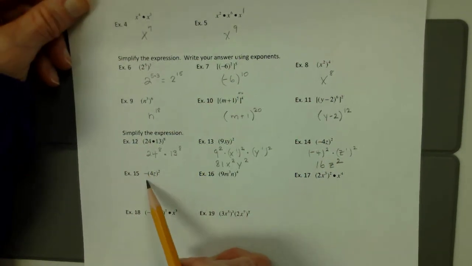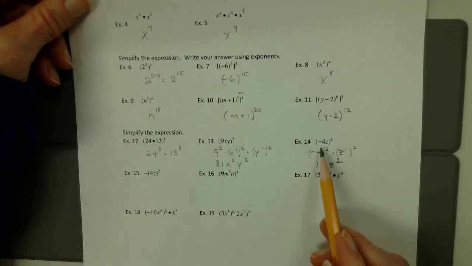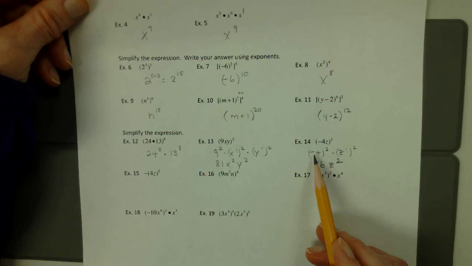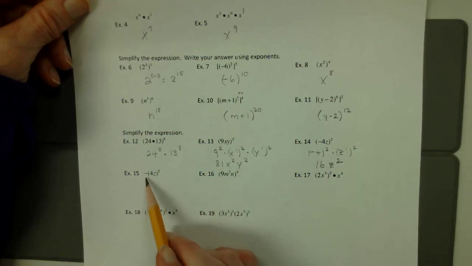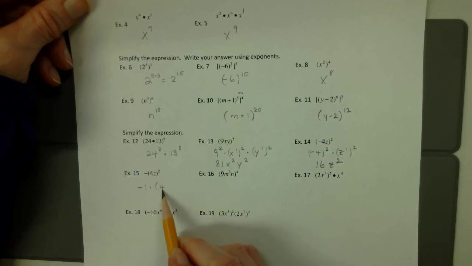Okay, a little different here on example 15. You notice that the negative here was inside the parentheses. So when I squared the 4, I squared the negative with it. This is different where the negative is outside the parentheses. So that negative is like a negative 1 times 4z to the 2nd power.